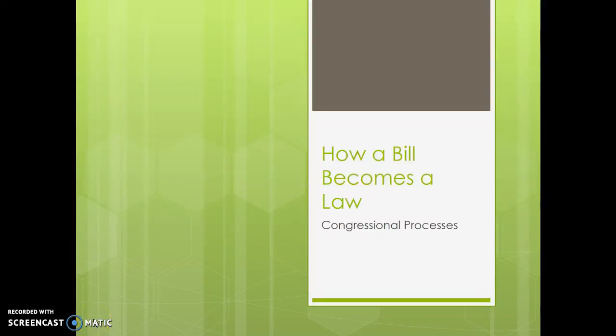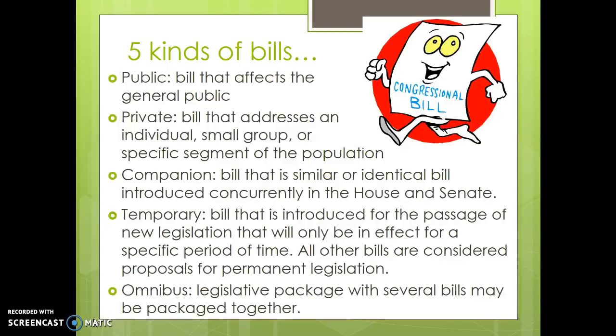Hello! Today we're going to talk about how a bill becomes a law, the congressional process. First of all, there are 5 kinds of bills. You might not have known that, but now you do. There's public bills, private bills, companion bills, temporary bills, and my personal favorite, omnibus bills.